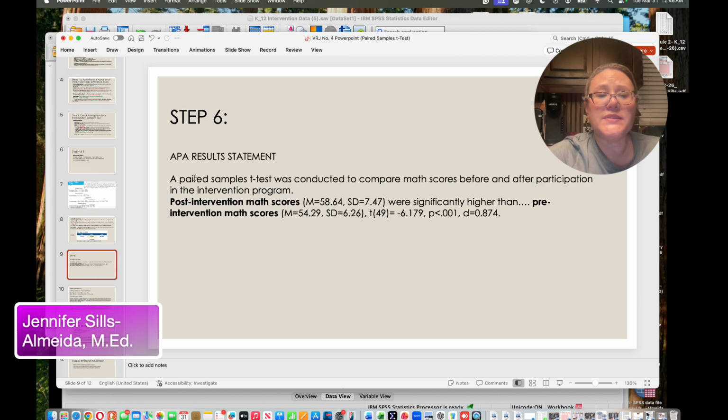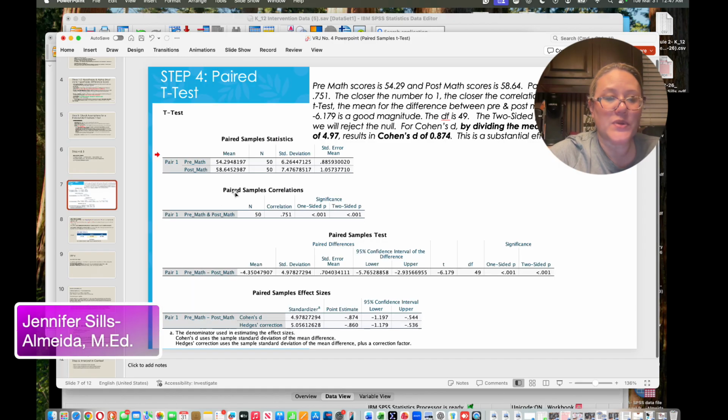Now, what we are going to want to look at is that a paired sample t-test was conducted that compared the math scores before and after participation in the intervention program. So the post-intervention math scores are right here. I want you all to look at it again. Before the intervention, it was 54. After the intervention it was 58.